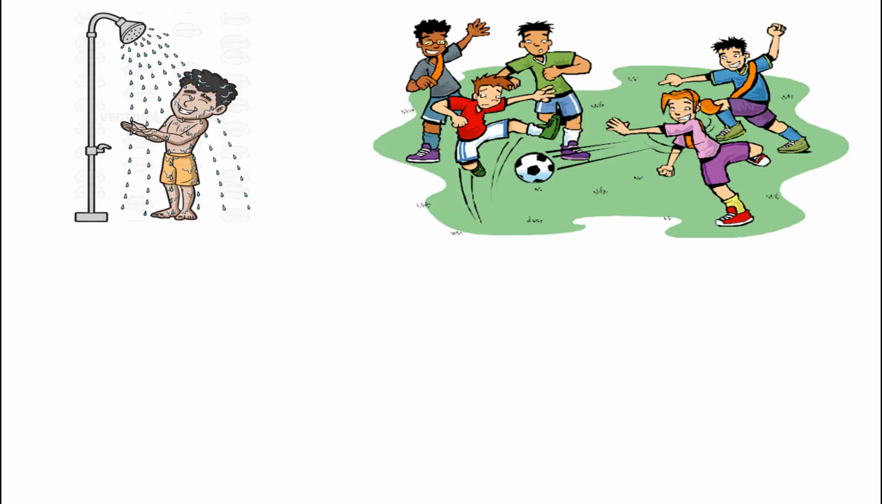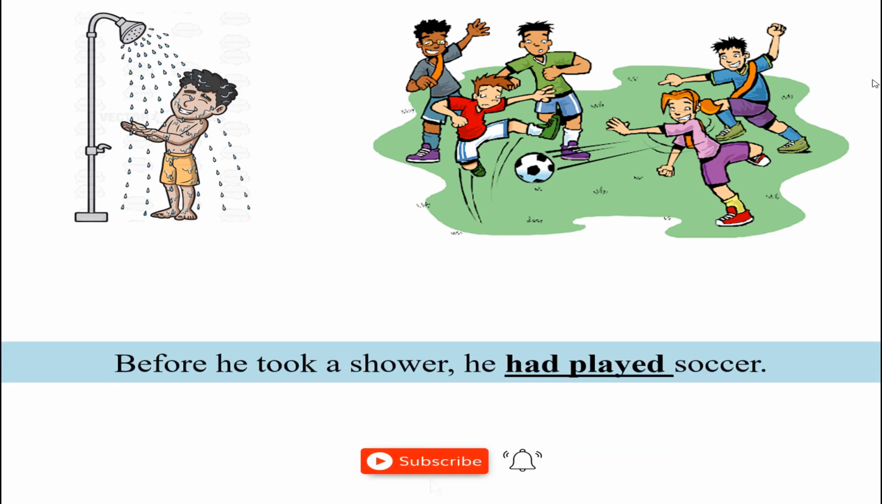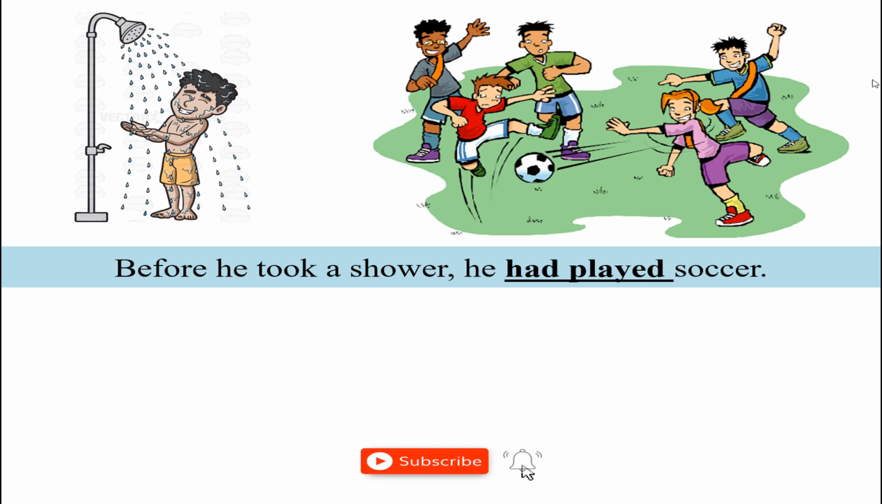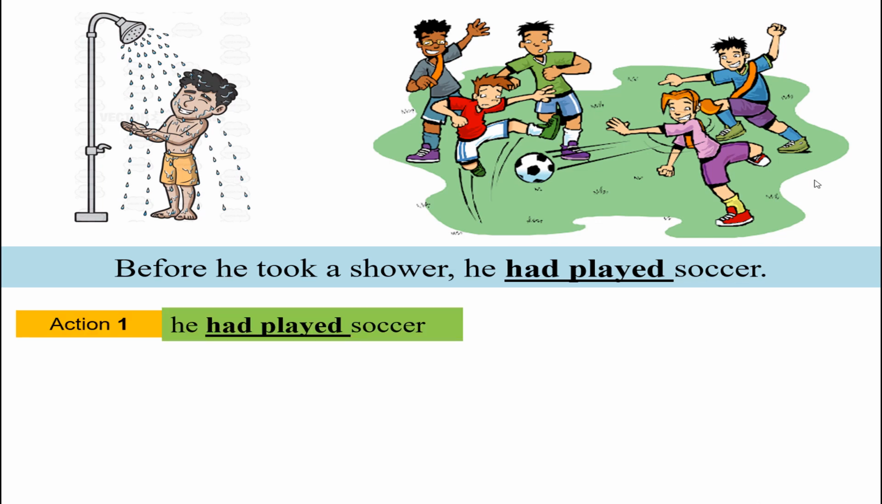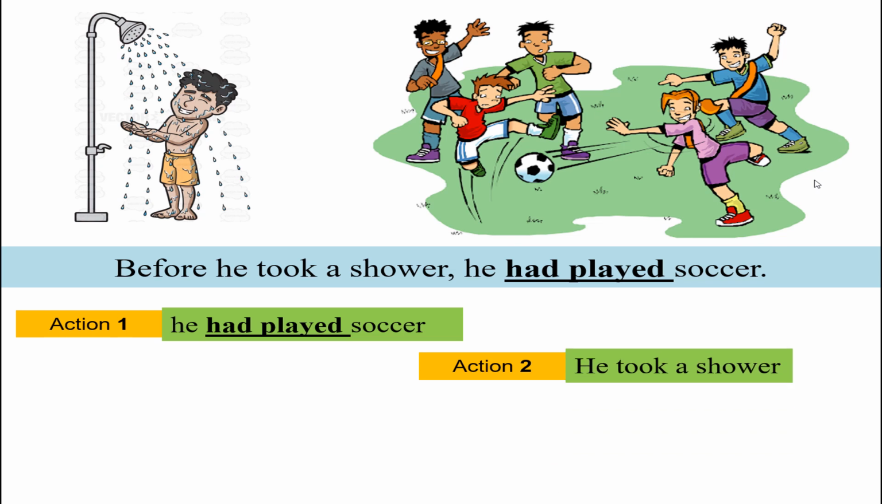Let's look at a few more examples. Look at the two pictures here. What do you see? We can see a boy who is taking a shower and some children who are playing football. Let's read the example. Before he took a shower, he had played soccer. In your opinion, which actions do we have in the example here? Yes, we have two actions, taking a shower and playing soccer. Which action happened first? Playing soccer. So he had played soccer. And action number 2, which means the later action, is taking a shower.